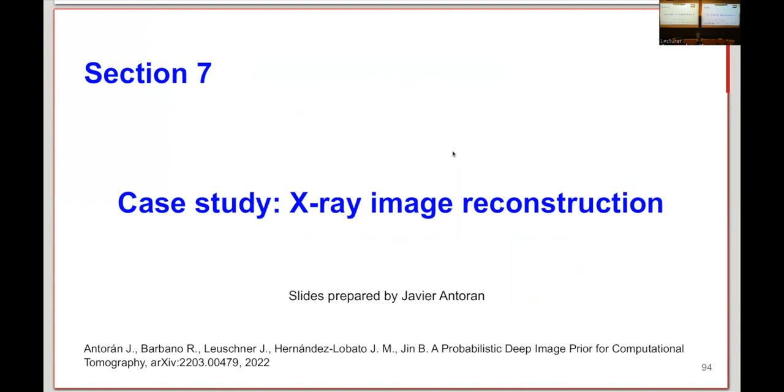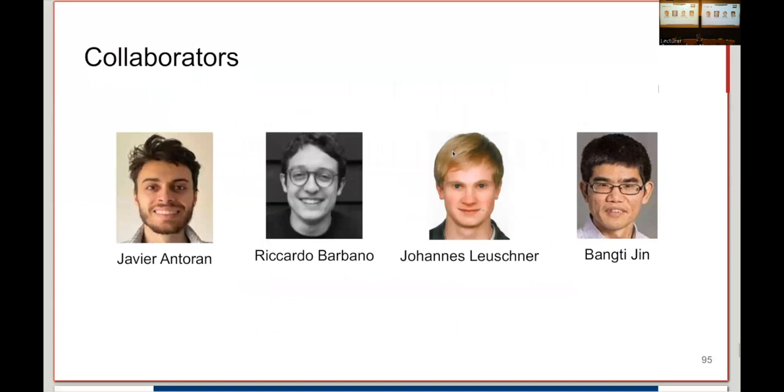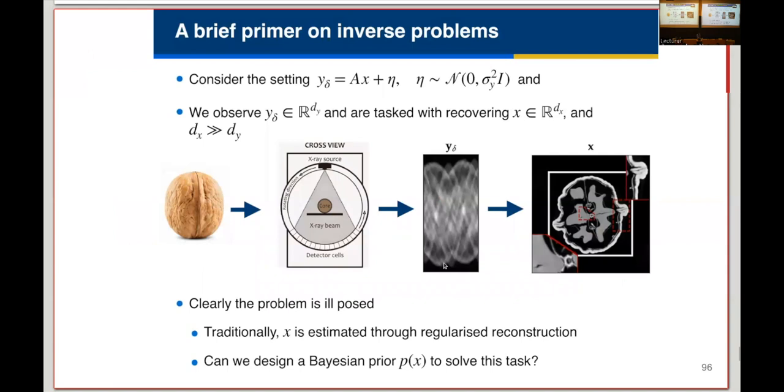Maybe I can give you just a brief summary of the last thing that I'm not going to have time to describe in detail. You can use these techniques for image reconstruction. This is for X-ray medical images. This is some work with Javier, Ricardo, Johannes, and Bankti. The idea is that you want to reconstruct some section of an object with some X-ray device. It's going to project the X-rays, and you get some detection here.